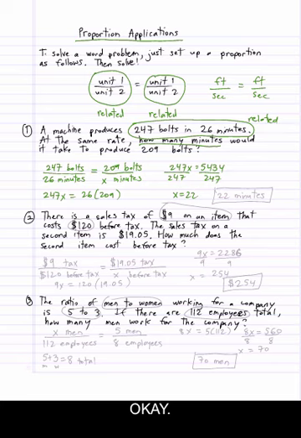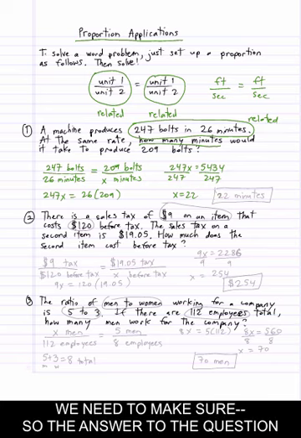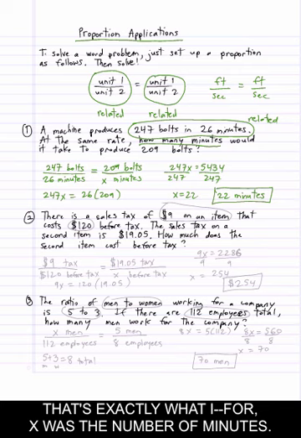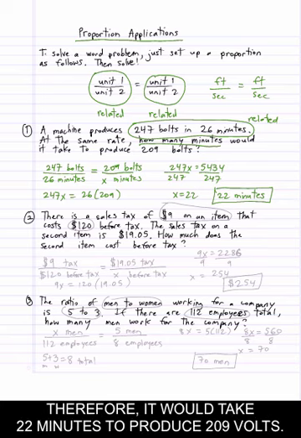We need to make sure we put units though. So the answer to the question is 22 minutes, right? That's exactly what X stood for. X was the number of minutes. Therefore, it would take 22 minutes to produce 209 bolts. Okay, let's try another one.